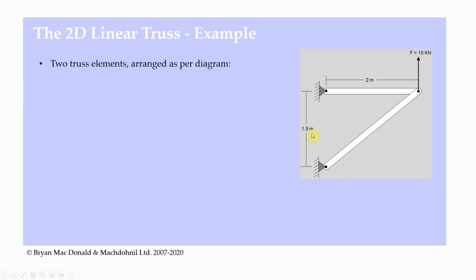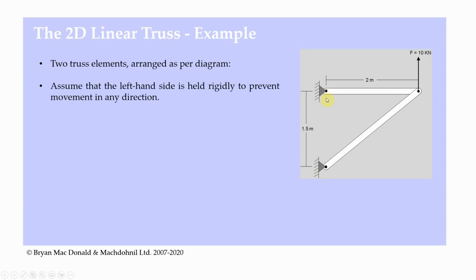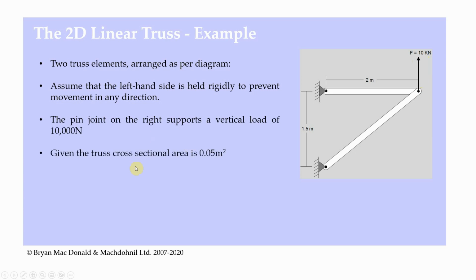We have two truss elements arranged as per the diagram. We're going to assume that the left-hand edge, in other words these points here, are held rigidly to prevent movement in any direction. It could be bolted onto a wall or welded to a big steel structure or something like that. Basically these points can't move. The pin joint here supports a vertical load of 10,000 newtons acting vertically upwards. We're given the truss cross-sectional area, which is 0.05 meters squared.